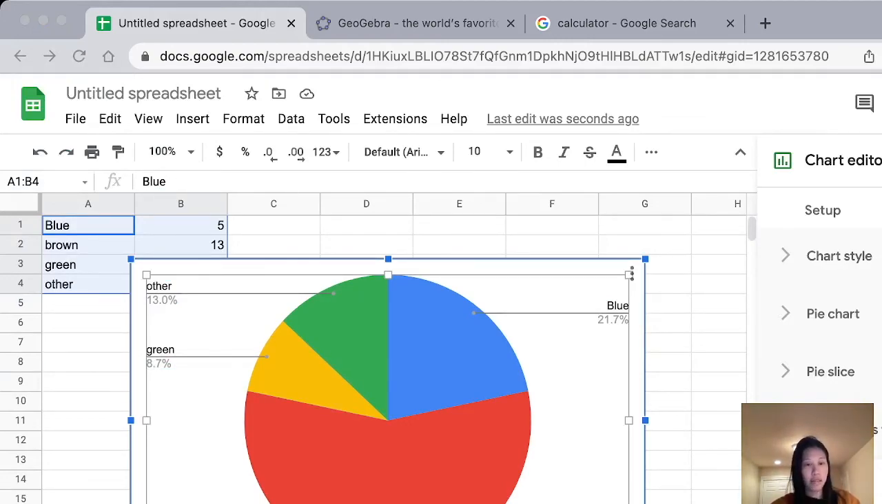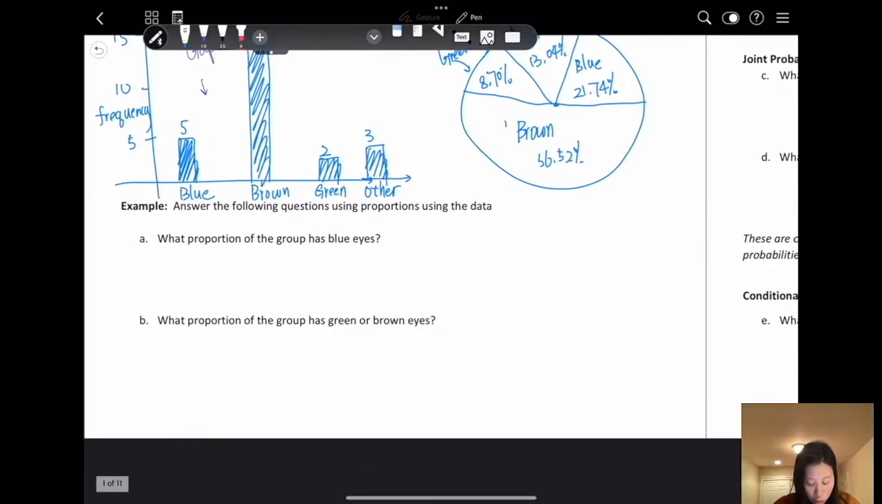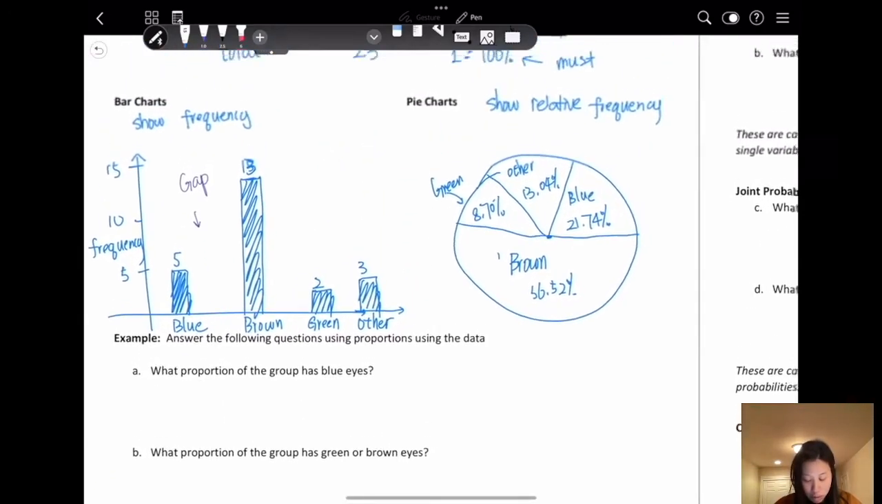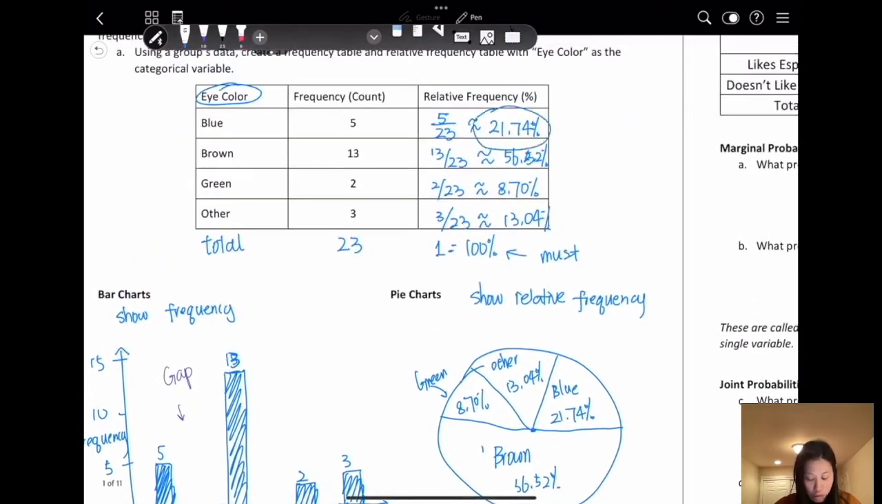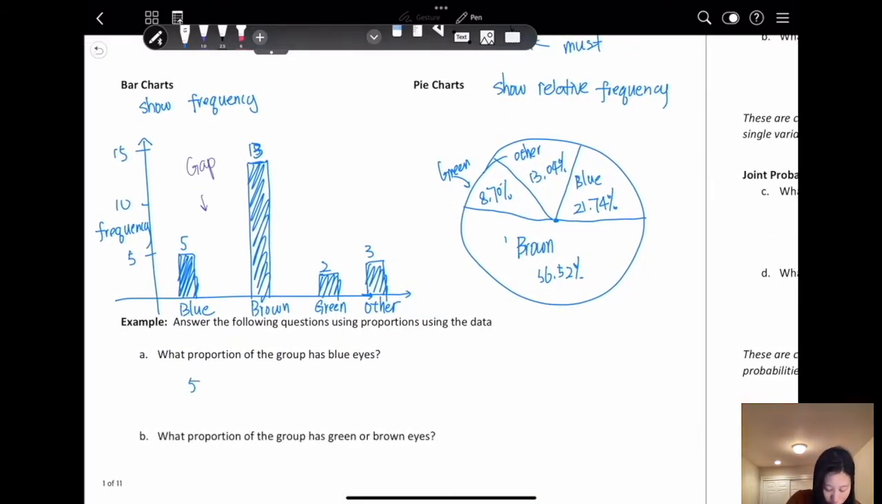Okay, so let's go back to our notes. So what's next? The next question is, what's the proportion of the group that has blue eyes? From the frequency table, you can write down 5/23 or 21.74% of the group has blue eyes.